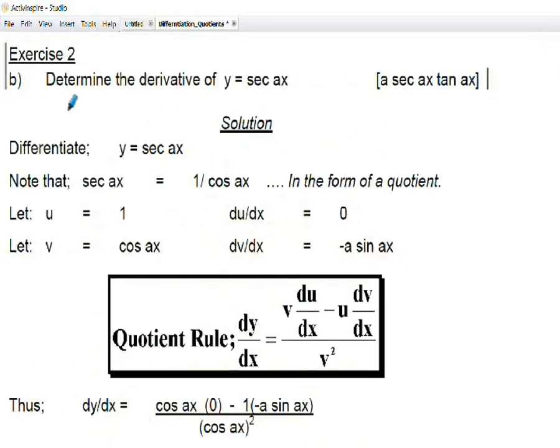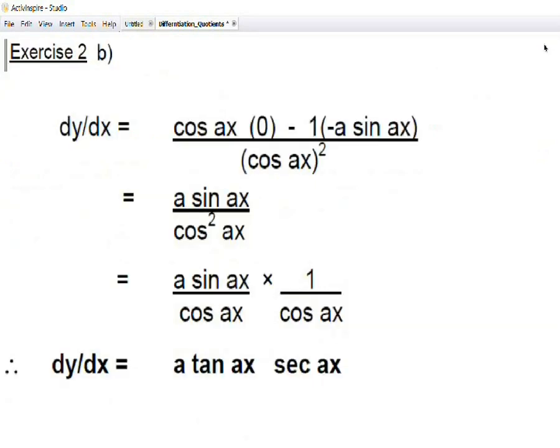And the exercise 2b, again, I didn't go through that one because that's another proof. It says determine a derivative, first differential, of y equals sec ax. Again, you need to be aware that sec ax is actually defined as 1 upon cos ax, and as soon as you write it as 1 upon cos ax, you've got a quotient. In this case, u would equal 1 and v is equal to cos ax, and you can follow through the differentials appropriately there. So again, I'll leave you to follow that. You just apply the quotient rule, put in your values of u, v, etc., and then follow the process through.